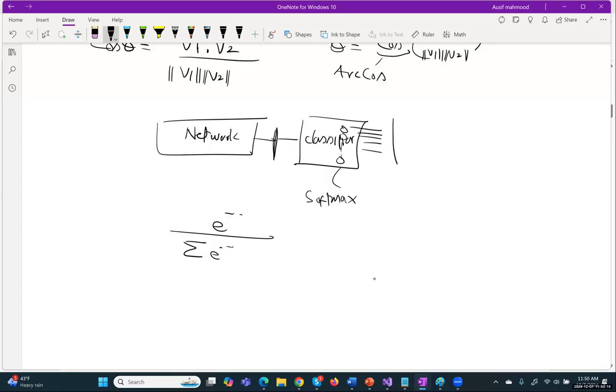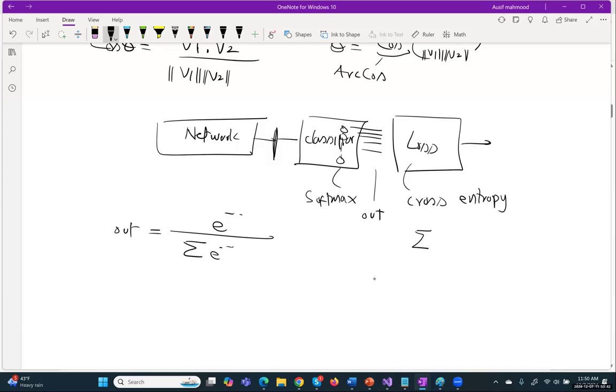Once we go to a loss function for multi-class classification, we use the cross entropy loss. So if this is our output coming out over here as we go into the loss function, cross entropy loss, as you know, is minus y_i log a_i, where a_i is our actual output.